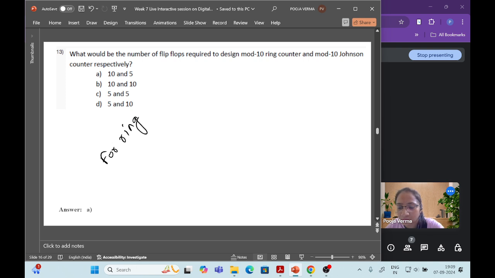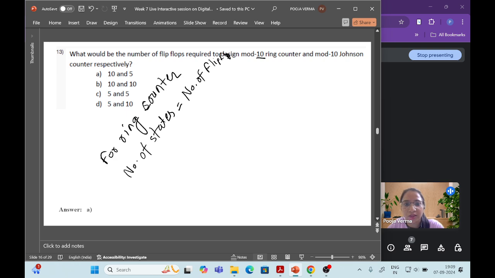For a ring counter, the number of states is equal to the number of flip-flops. Here it is mod 10, so 10 states. That means 10 flip-flops are required. I'm writing flip-flop as FF. For the Johnson counter, 4 flip-flops are required.